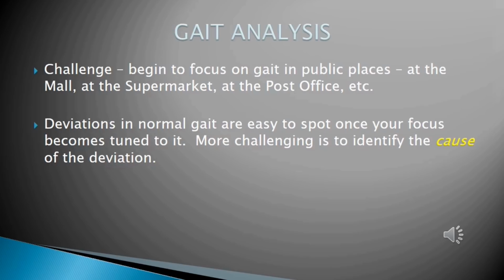For example, if you are at the Walmart or you are at the post office, you may have only a limited observation of your prospect, after which the prospect turns a corner or becomes obscured by traffic or other people or what have you. And so identifying the cause of the deviation is more difficult.